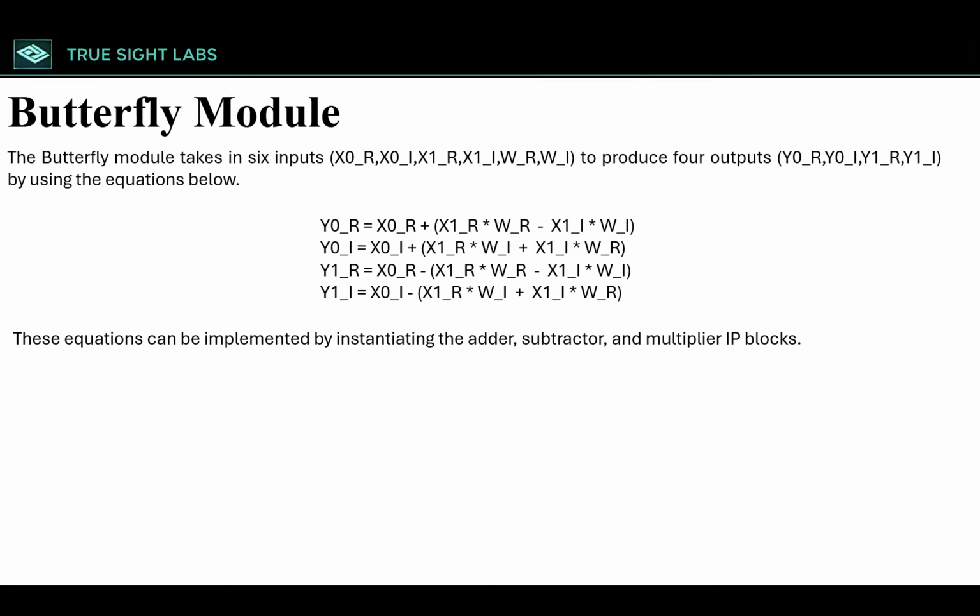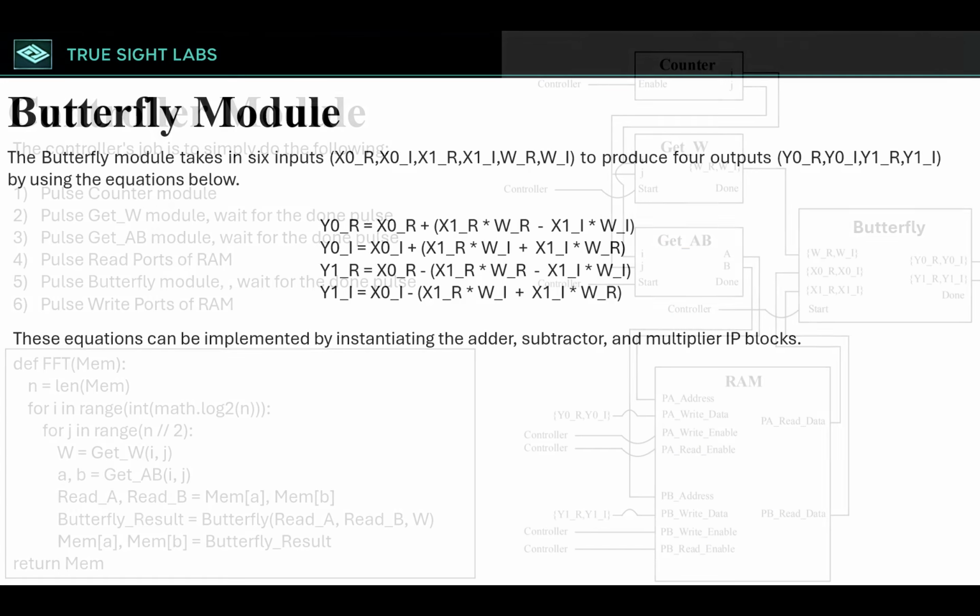The butterfly module is also just an arithmetic block. It takes in 6 inputs and produces 4 outputs using the equations shown here. These are the same butterfly equations that we covered in the last video, just written out in terms of their real and imaginary components. In hardware, this is implemented by chaining together multiplier, adder, and subtractor blocks.